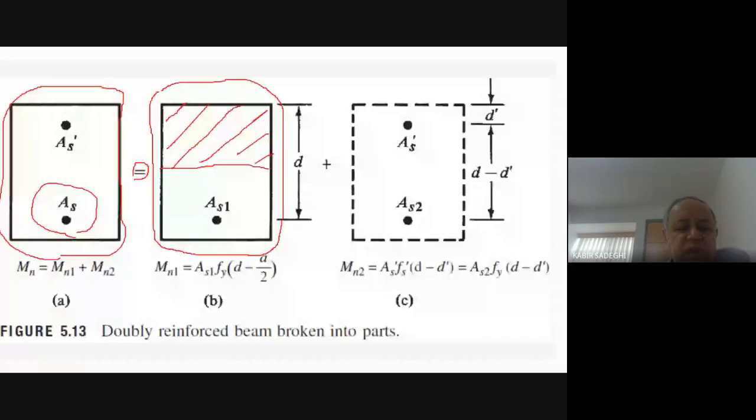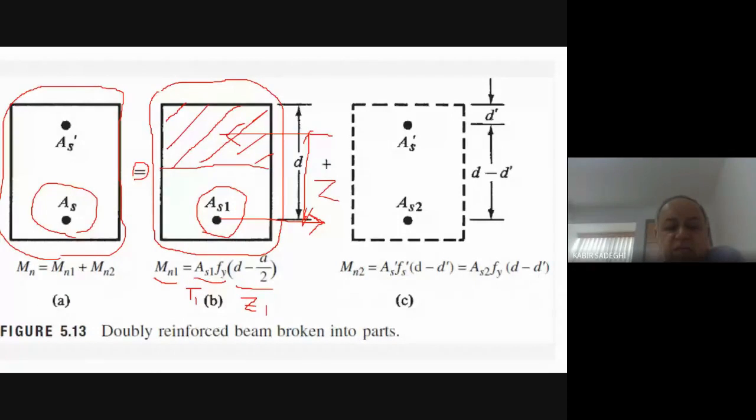Actually, we divide AS into two parts. One part is AS1, which makes one couple moment with compression concrete, and gives us, as you remember, the moment and Z as we saw before. Therefore, for this part, if we have Mn, we call Mn1 equals T, you remember, times Z. And T is T1 actually. And this is Z1.